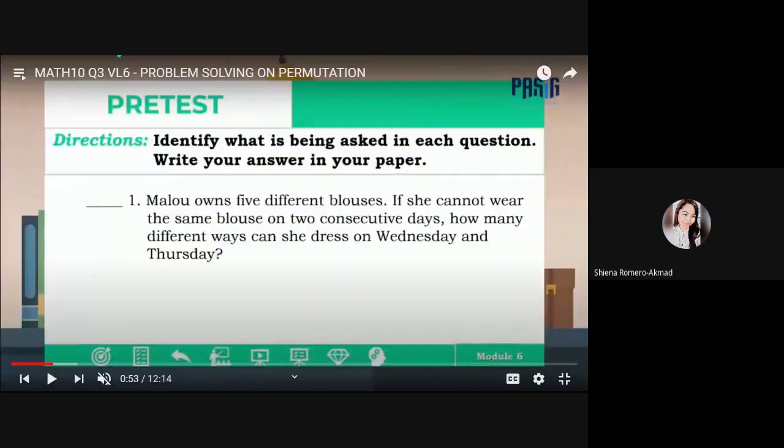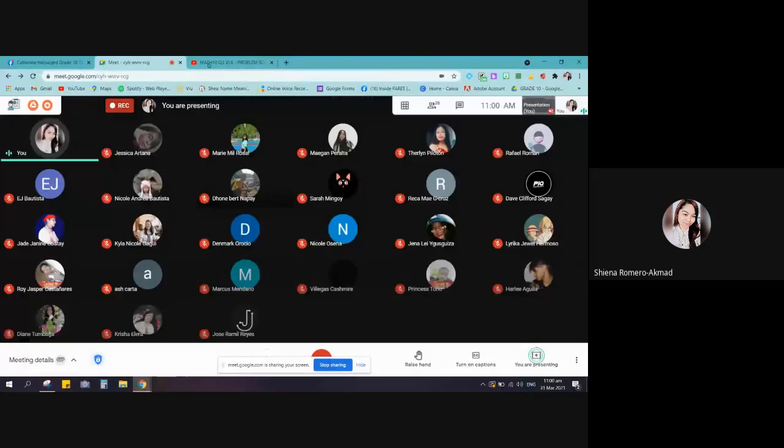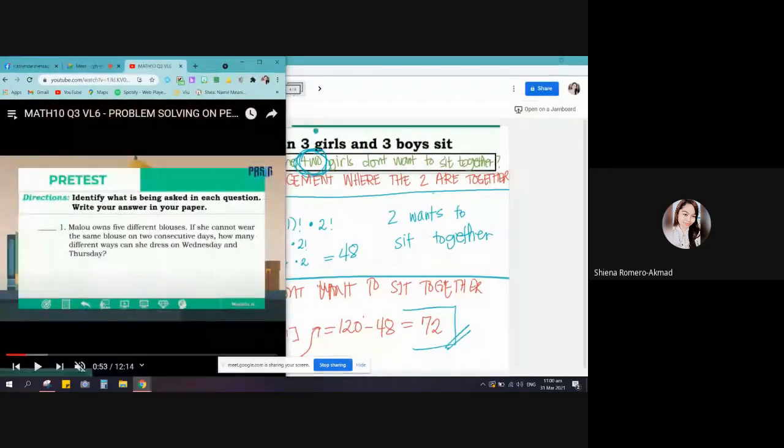Wait lang, I'll stop sharing. I'll share my whole screen, my entire screen, para makita nyo yung Jamboard and at the same time yung problem.